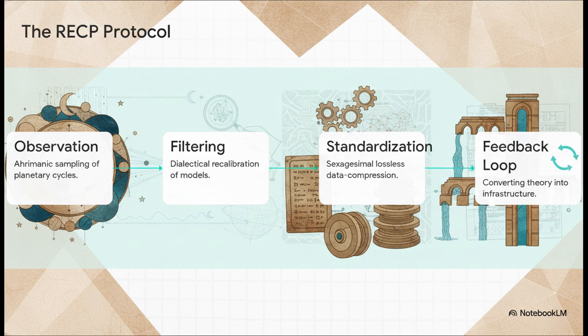Step 2 is dialectical filtering. Basically, if their observations didn't match their models, they didn't just ignore the bad data, they used it as a signal to recalibrate. Step 3 is standardization. They use the base 60 sextodecimal math system for lossless data compression over long periods of time. And as a quick aside, that is the exact same reason we still have 60 seconds in a minute today, which is pretty wild. Finally, step 4 is the feedback loop.